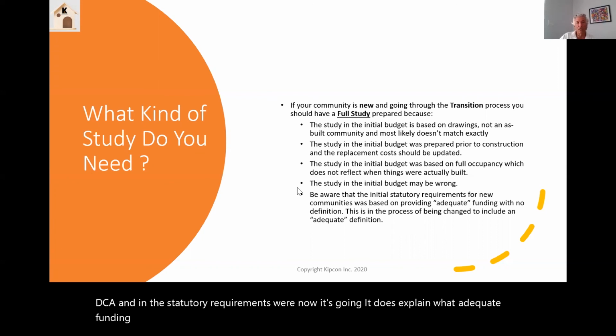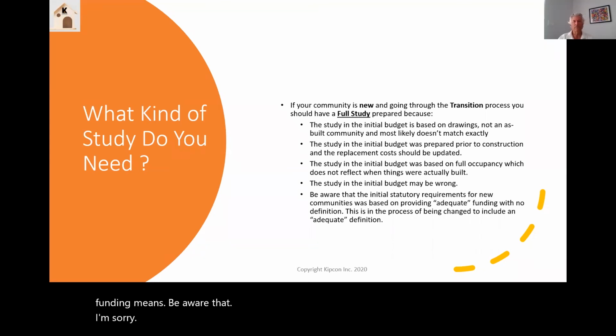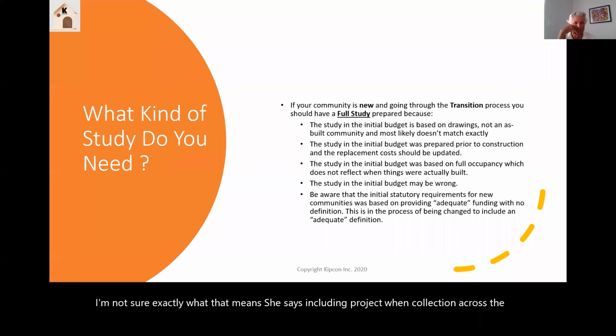Should studies include a project-oriented collection of costs, such as refurbish the ballroom, to make it easier to determine the cost for doing a project? I'm not sure exactly what that means. Should studies include a project-oriented collection of costs? Well, the reserve study is based on components. If redoing the ballroom is one of those components, then it is a project-oriented collection of costs.